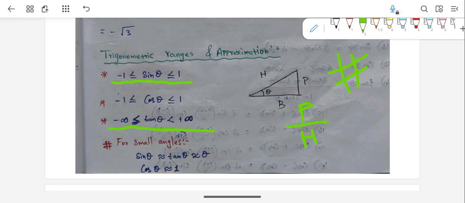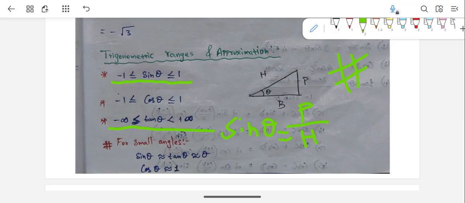Now when you see this right angle triangle, the hypotenuse is always the longer side. The perpendicular or base side will be smaller when compared to the hypotenuse. So hypotenuse is the greater one. Let's speak only about the perpendicular, because here we are going to see about sine theta. So based on this, sine theta we have seen is P by H, right?